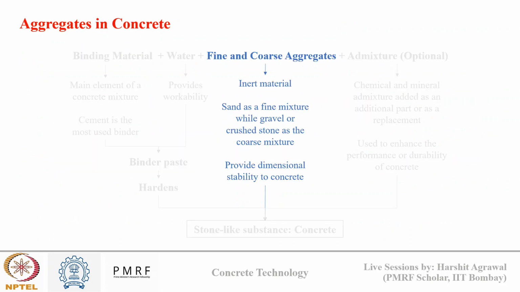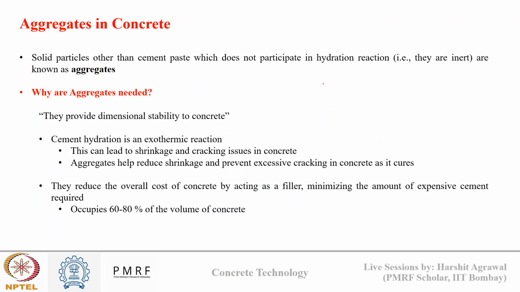Now we'll see the next part of the equation of concrete that we wrote in week one of this course. After discussing cement and water, we will talk about aggregates in concrete. So how do we define aggregates? Simply saying, aggregates are solid particles other than the cement paste which do not participate in the hydration reactions, and these solid particles are known as aggregates. They are inert, they are not participating in the hydration reaction, but they are present in concrete.